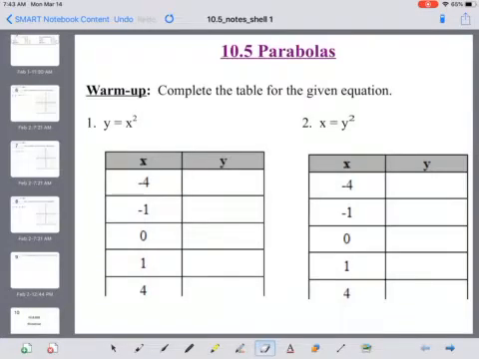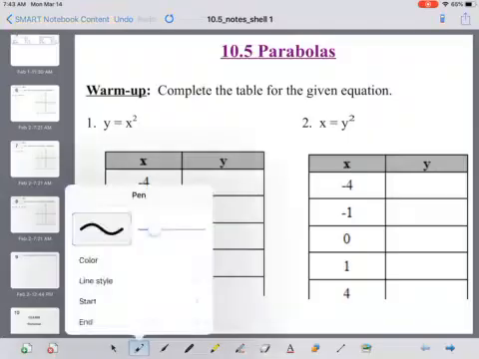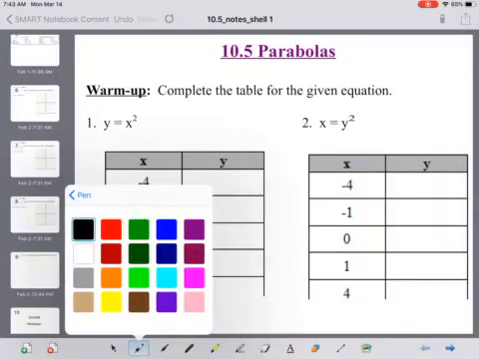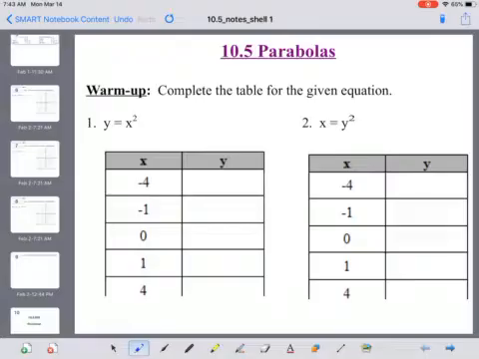All right, today we're going to look at section 10.5, looking at parabolas. For starters, go ahead and fill in this table for the two equations y equals x squared and x equals y squared. All right, so when you fill in the first one, y equals x squared, when you plug in x values, we should get 16, 1, 0, 1 and 16.